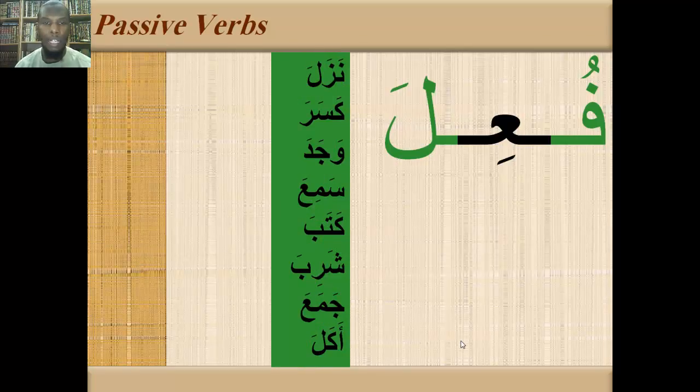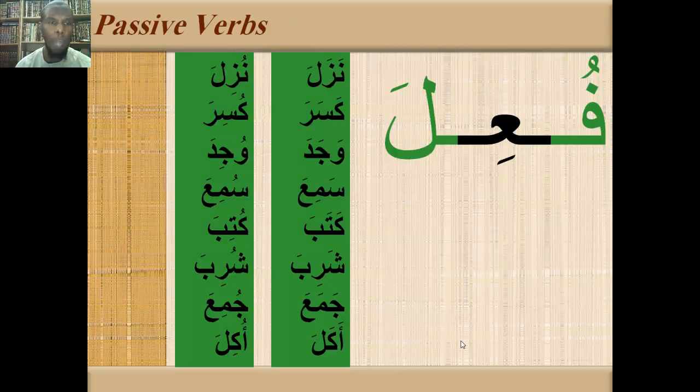So we have nazala, to come down, kasara, to break, wajada, to find, sami'a, to hear, kataba, to write, shariba, to drink, jama'a, to collect, akala, to eat. If we change those to passive, then nazala becomes nuzila, meaning it was sent down. Yeah, we don't name who sent it down. Kusira, it was broken. Wujida, it was found. Sumi'a, it was heard. Kutiba, it was written. Shuriba, it was drunk. Jumi'a, it was collected.